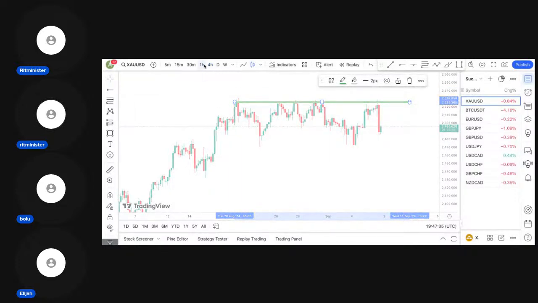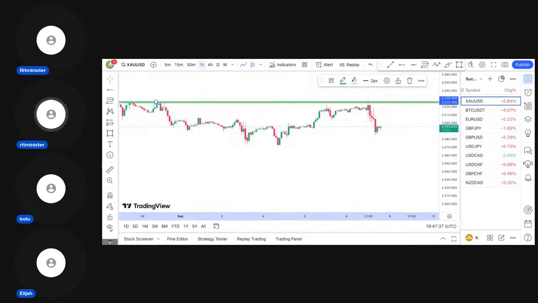I went to my 1 hour and waited for it. I think this is the place I sold. This is the level. When I saw that this broke, I waited until the retest of this. I sold, with my stop loss above, and took my profit at this normal level that I know the market will retest to. So that's what I did.